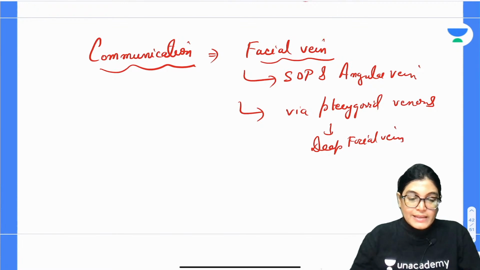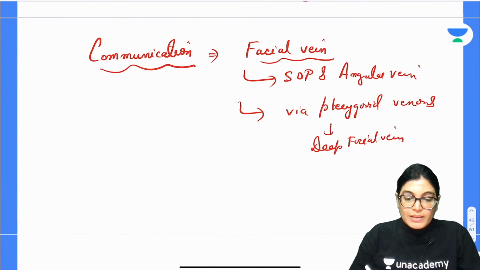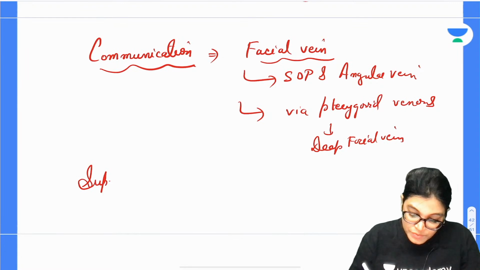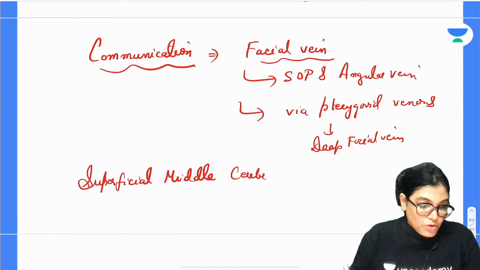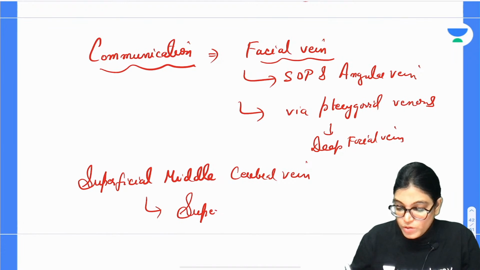In the same way, for the cavernous sinus, the superficial middle cerebral vein is important. The superficial middle cerebral vein can also form a route of communication via the superior anastomotic vein.